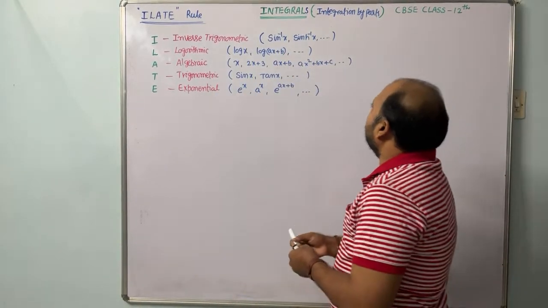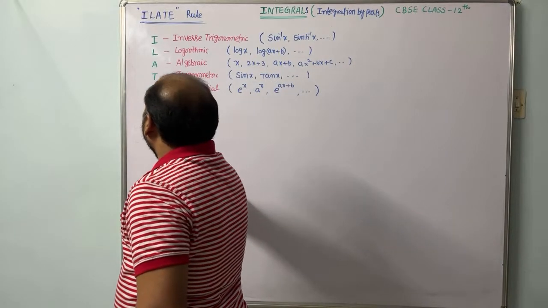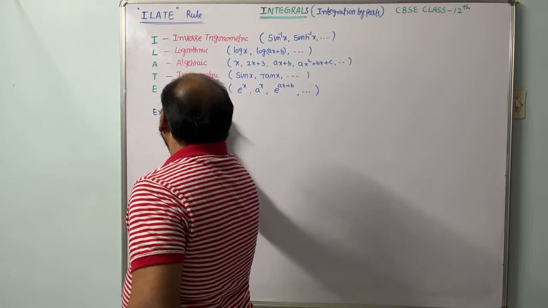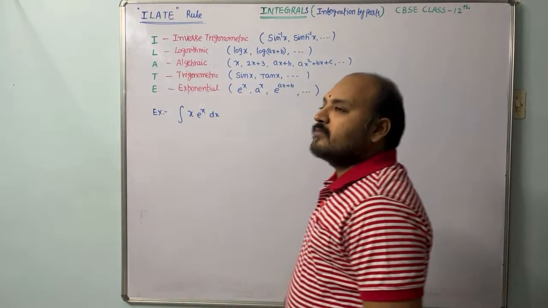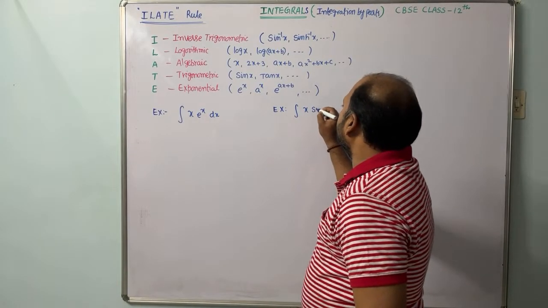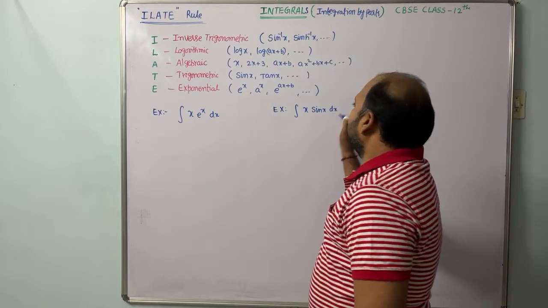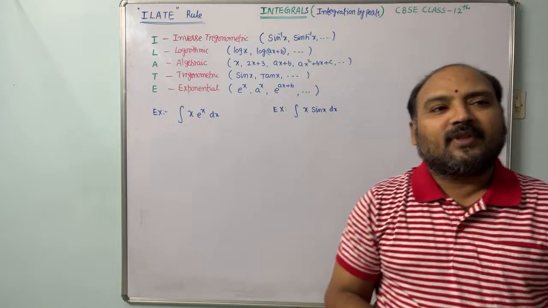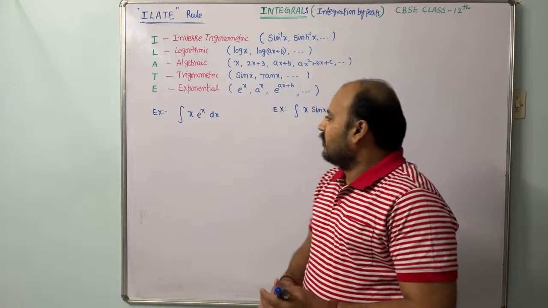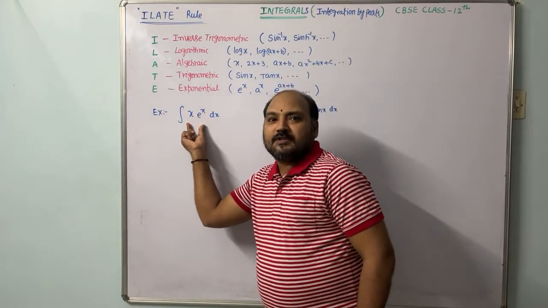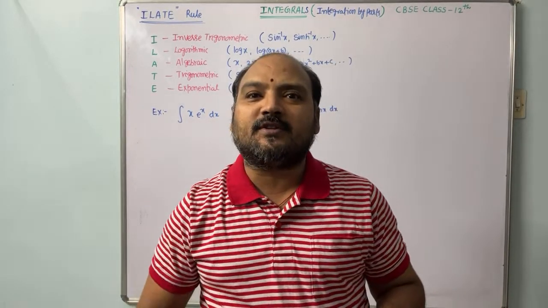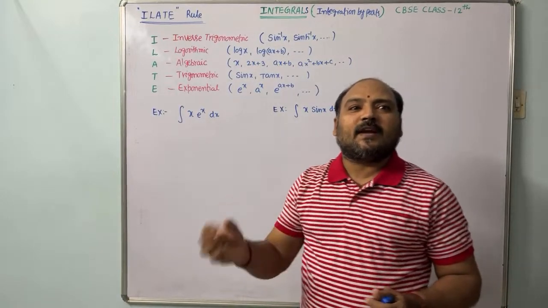For example, here I am taking the example integral x e power x dx, and integral x sin x dx. To solve these types of problems, we need to take the help of the ILATE rule. Here there is a product of two functions in integration. In that, which function do we take as the first function, and which as the second function?